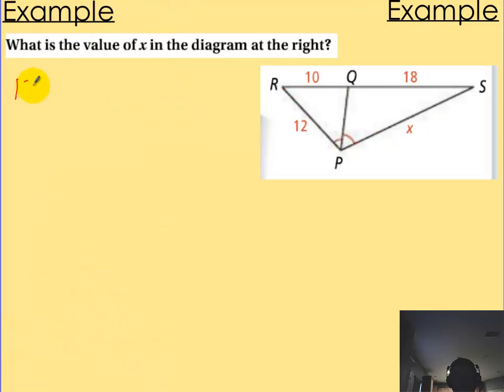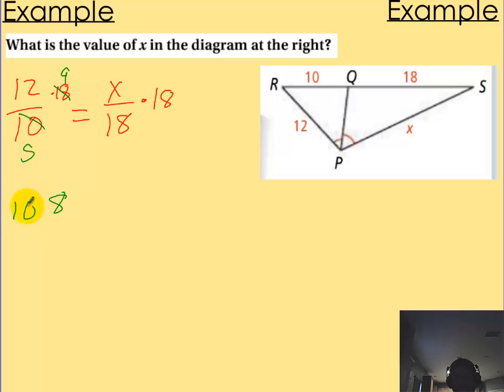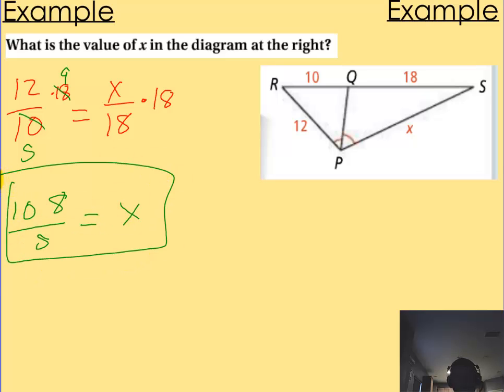Okay, do that again. It's 12 over 10 equals x over 18. That's what it should have been. So you multiply by 18 on both sides. And what happens there is I'm going to reduce this by 5, and this is going to be 9. So I am going to get, oh, maybe I was right. 108 over 5 equals x. I think that's the same thing. Okay, I was right. Oh well, not editing. Go.